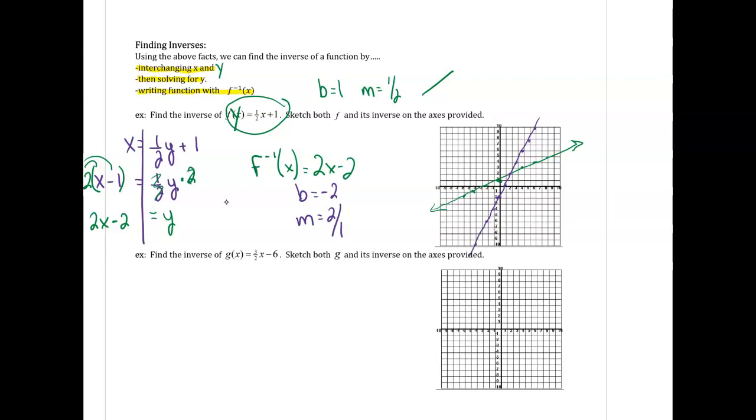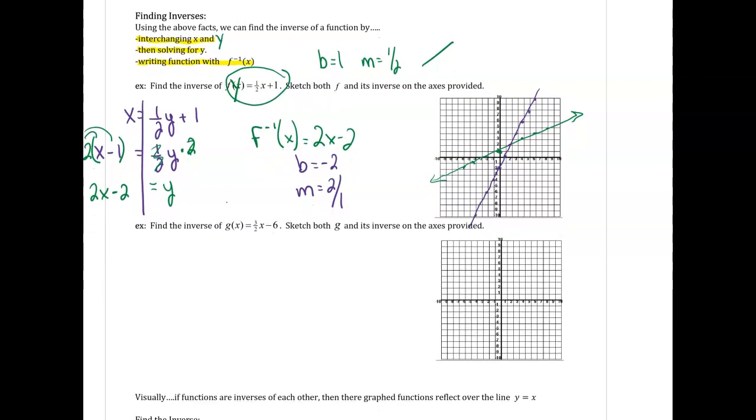Okay, so let's try another one. We're going to find the inverse. So first, is it one-to-one? Yes, it would be. I'm going to graph my line. I'm going to begin at -6. I'm going to have my slope of 3/2, which goes uphill. So here's -6. I'm going to go 1, 2, 3.